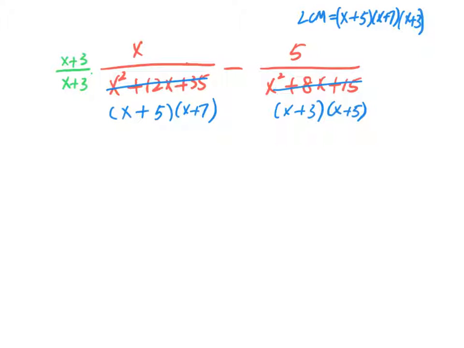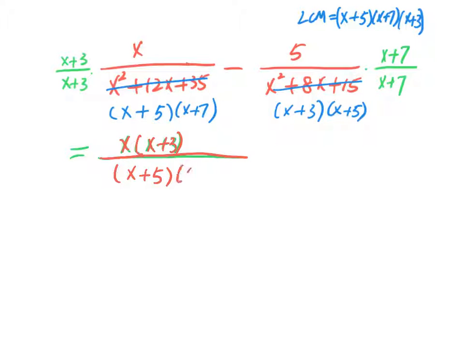And then same thing for the second one. We have x plus 3, we have x plus 5, but we don't have x plus 7, so let's times x plus 7 to both top and bottom. You see you have x plus 3, x plus 5, you have x plus 5, x plus 3, so there's no x plus 7. Yep, okay. And then let's multiply, so it'd be x times x plus 3. Oops, you still use the red color. And my denominator should be 3 terms.